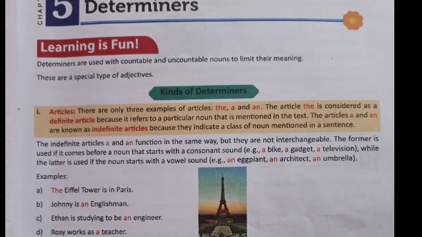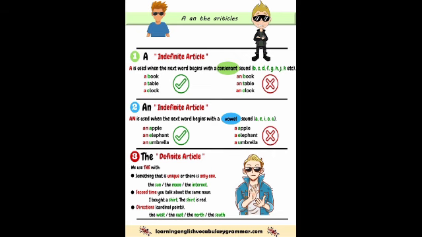Johnny is an Englishman. Here it is a vowel sound, so we use the article an. Ethan is studying to be an engineer. Rosie works as a teacher. Let's see some more examples. Indefinite article a is used when the next word begins with a consonant sound. That is, a is used before a consonant sound.